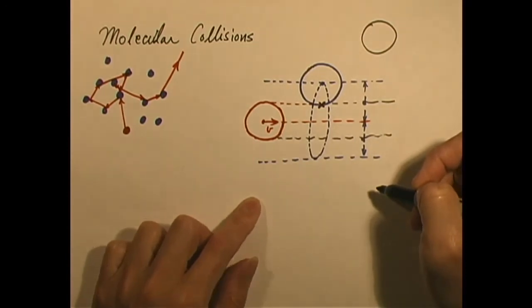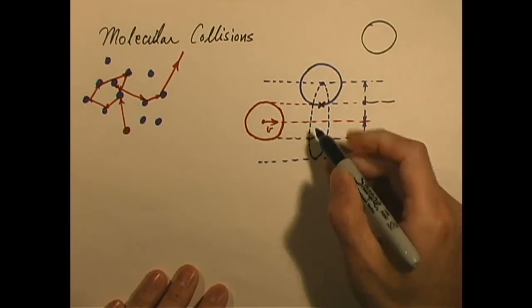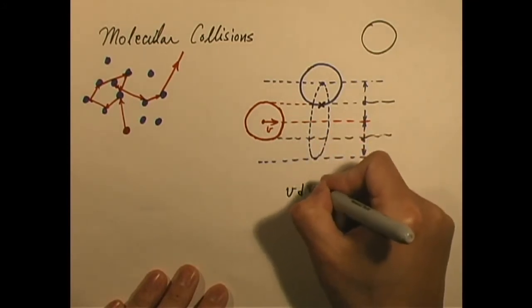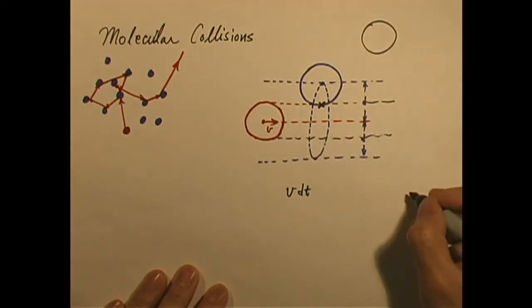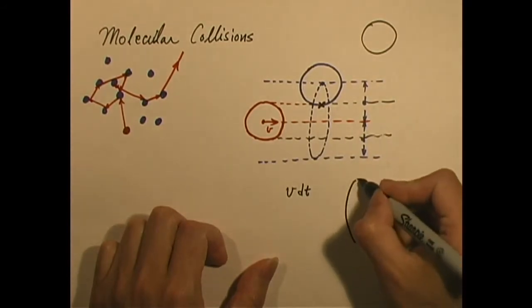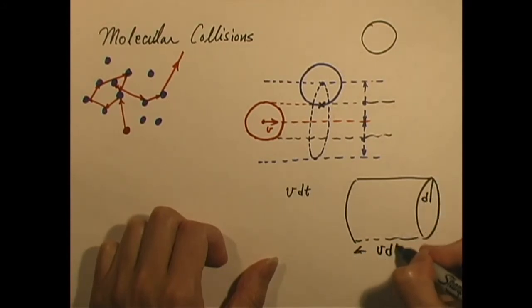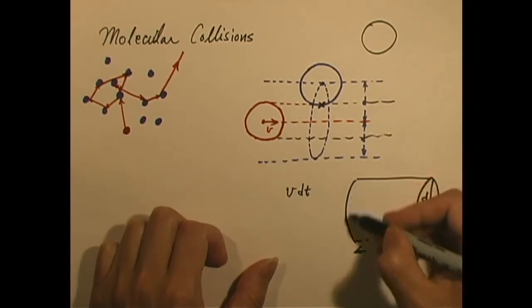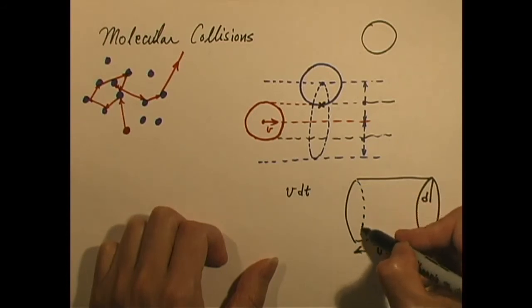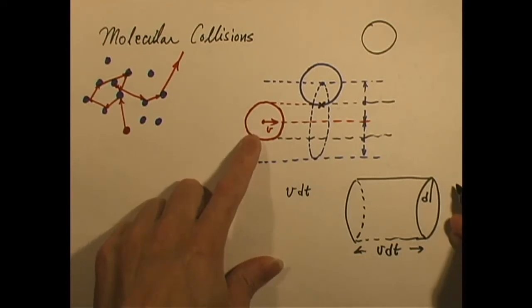Okay, now look at a time interval dt. During the time interval dt, this molecule moves forward by a distance of v dt, right? How many molecules does it hit? Well, that depends on how many molecules will reside in such a cylinder. Because remember, the centers of these other molecules must be in this cylinder of radius d, and this length is v dt. So we're looking at such a volume. Any molecule whose center is within this cylinder will be hit by this red molecule.